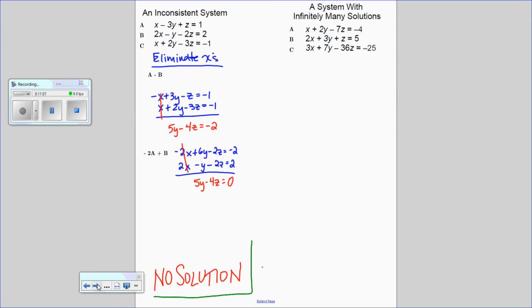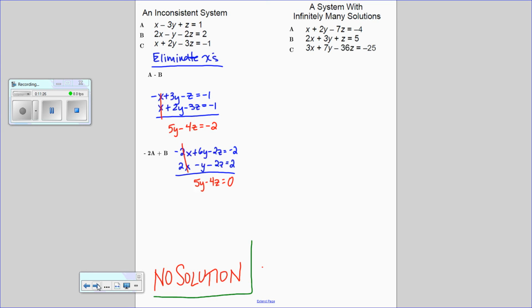Okay, so now we're going to come to the special cases. The first one is an inconsistent system. You'll see what that name means in just a second. Here, we've decided to eliminate the x's. The x's have the nicest coefficients, so they're the easiest to go with.